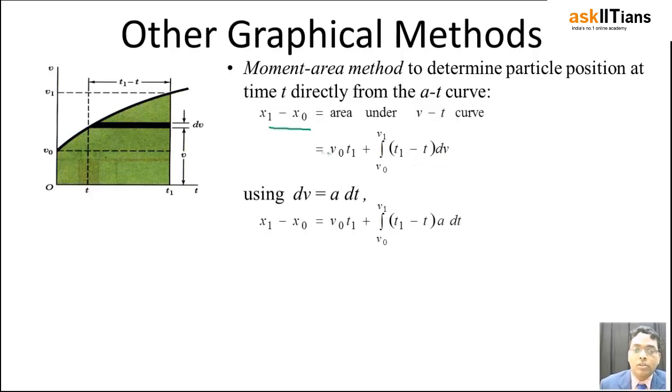So x minus x naught you can find out as v naught into t1 plus the difference in the time intervals over a particular amount of velocity. Here we are not doing anything, we're just trying to find out the area under this graph, right? If we use dv equals a into dt, this simplifies to this point. Provided you are given the expression of acceleration, you can find out how the displacement is going to vary with time, right? Hopefully this was clear.